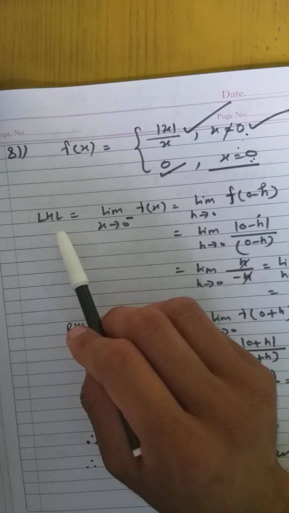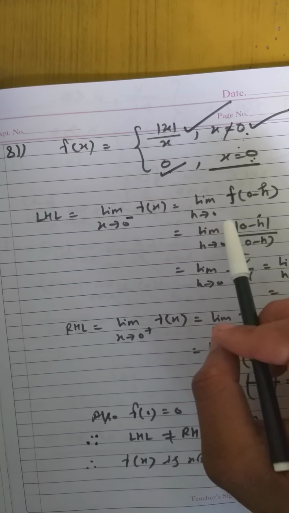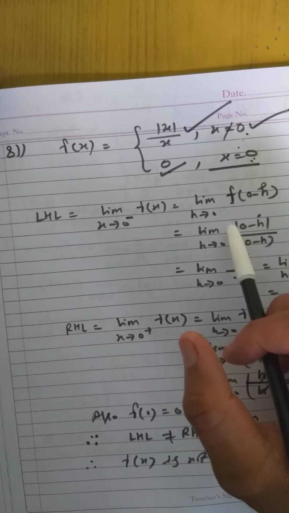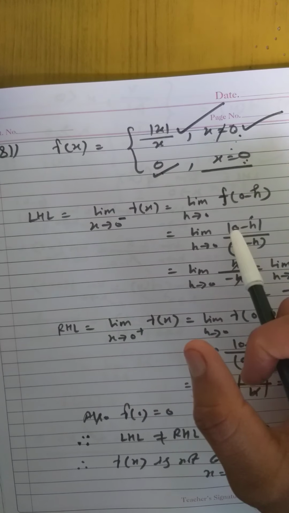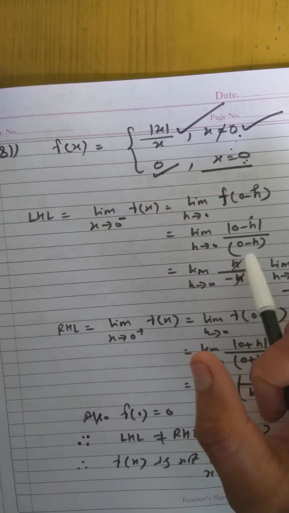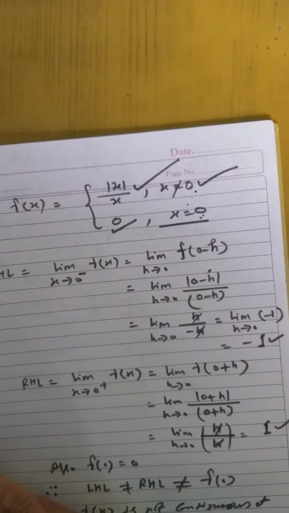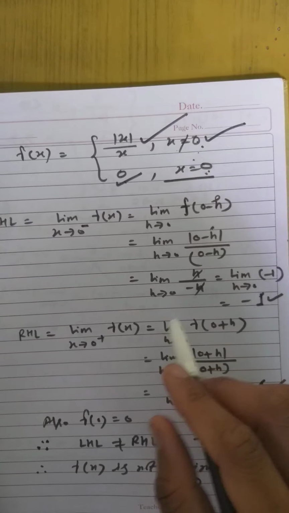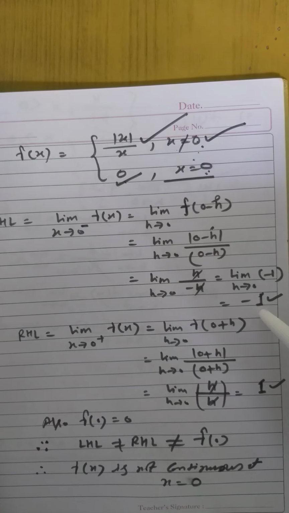For the left hand limit, x tends to 0 negative, f(x) equal to limit h tends to 0, f(0 minus h). Limit h tends to 0, mod of 0 minus h upon 0 minus h. Mod of 0 minus h means h, and 0 minus h equal to minus h, cancel. Limit h tends to 0, minus 1 equal to minus 1. Since it is a constant function, its value will be minus 1.